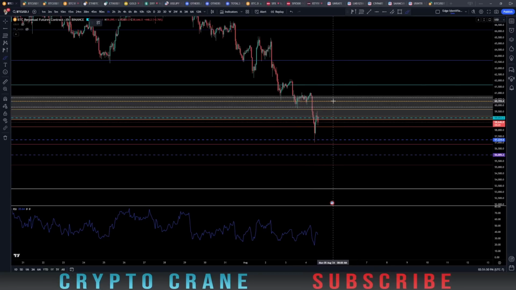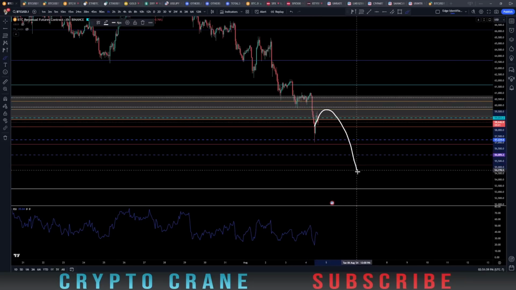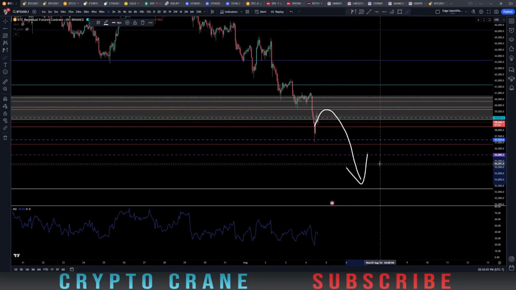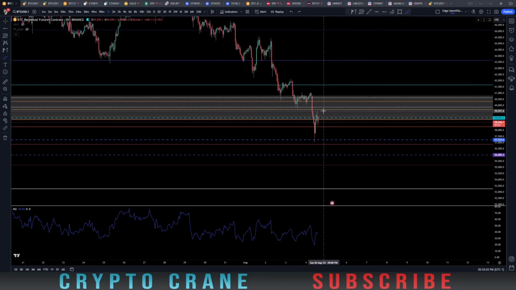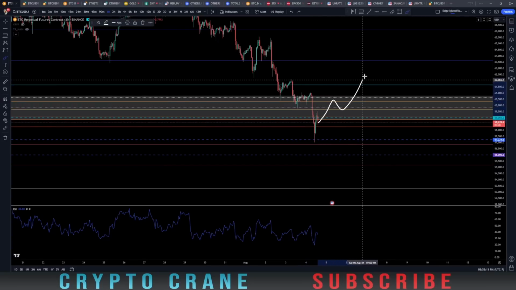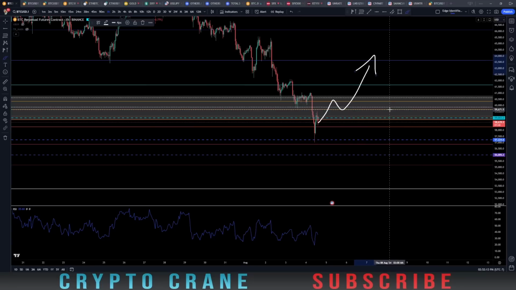But real quickly, this golden pocket is huge. Whenever we break these on the fibs, you will often see a backtest of the golden pocket and then a rollover in bearish scenarios. So we definitely do not want to see this just get rejected and play out like that. We need to see price get back above the golden pocket, flip it back into support, and then we can have a continuation on up higher.